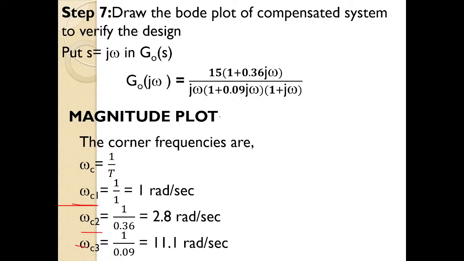So you just calculate the corner frequencies for the terms that have been given. For these terms, calculate the corner frequencies and write them down in sequence, in increasing order. Omega c1 should be the least and omega c3 should be the highest. Just write it down.